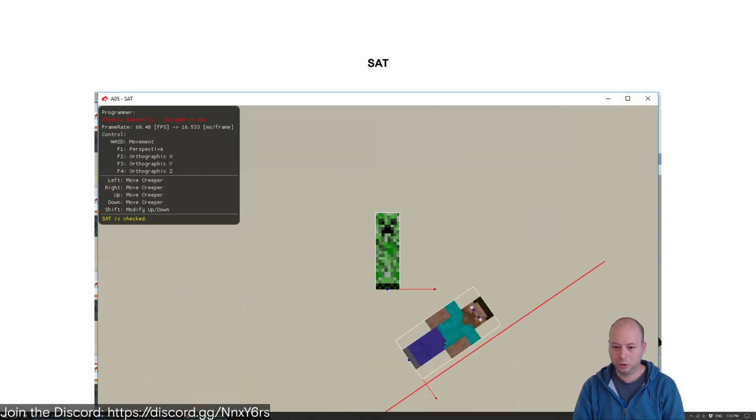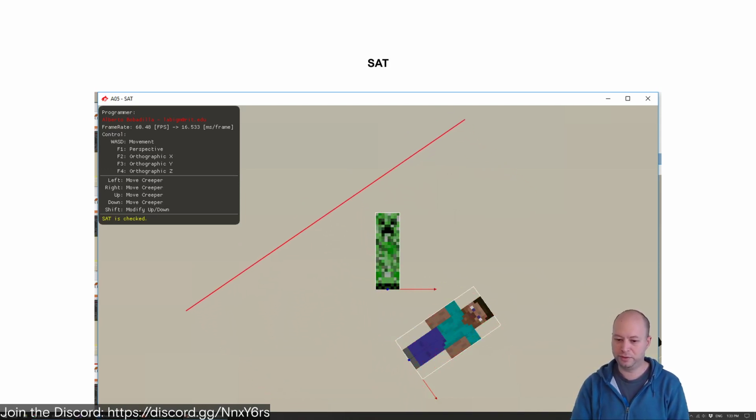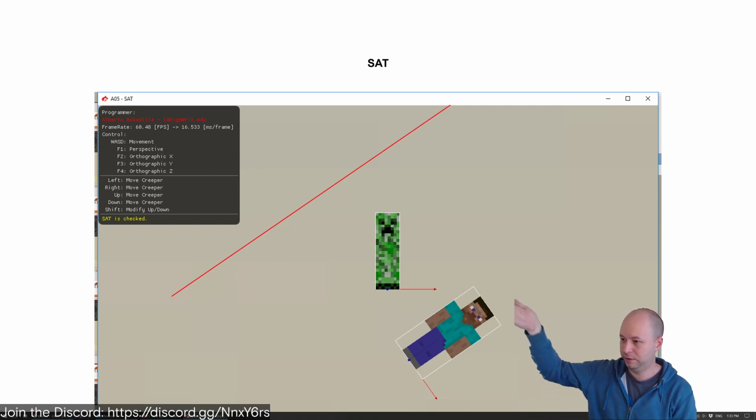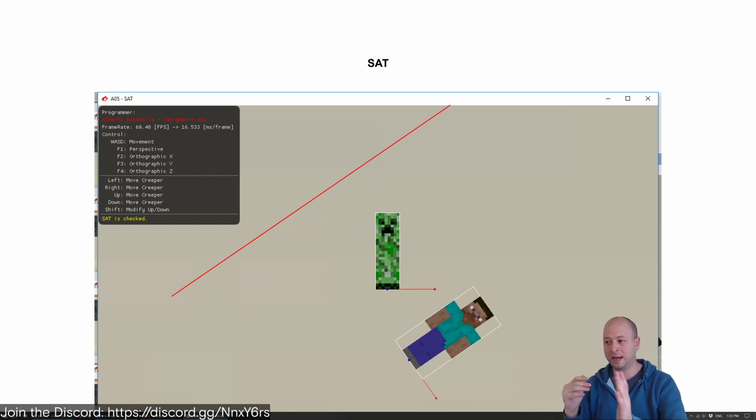However, if you look at an axis that's not drawn here, which is the x-axis of Steve, the red axis of Steve, right? If you drew a line from his feet up in the direction of the left and the right, and you squashed those down, they would not be overlapping, and that would be your failed separation axis test.